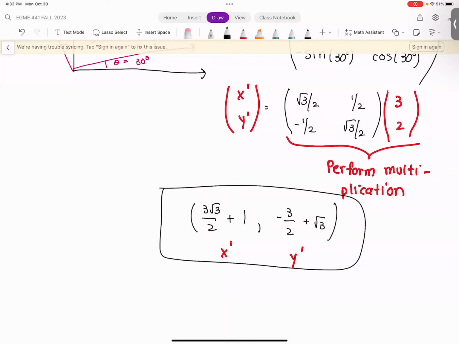So that's just a quick example of how to use these transformation matrices. Remember, it's only a change in the description, right? The points themselves aren't moving. It's just that how we describe the locations of those points is different.